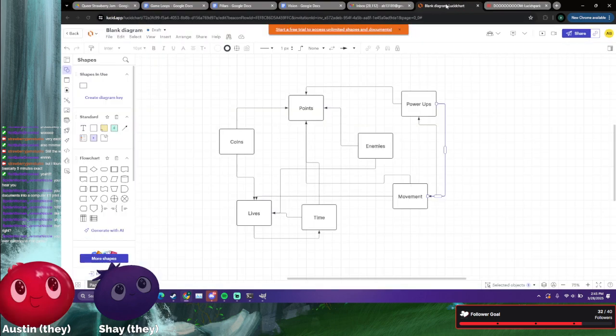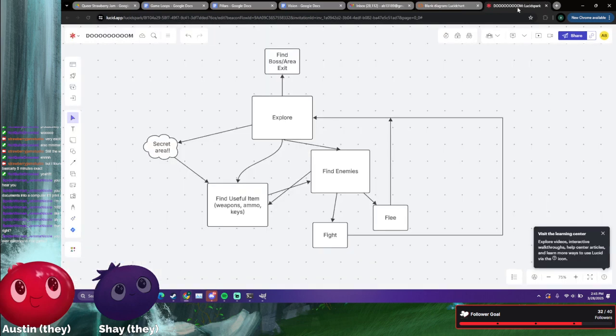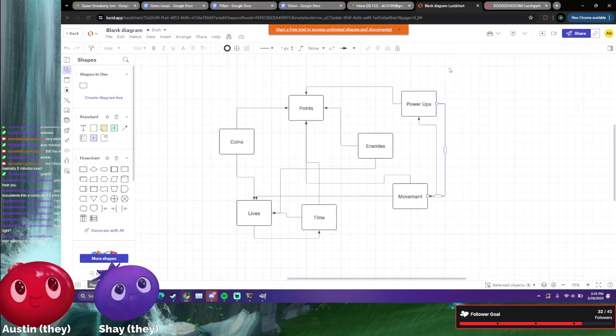Are these? Did I make these with different programs somehow? What did I do? I don't know. They look completely different. What did you do? I wish I knew, but whatever.